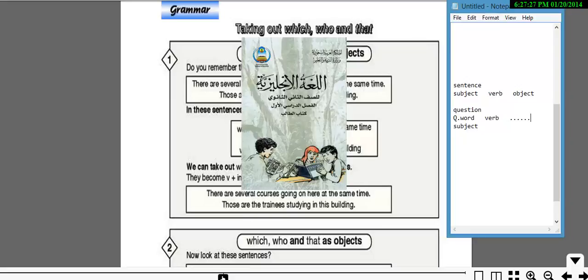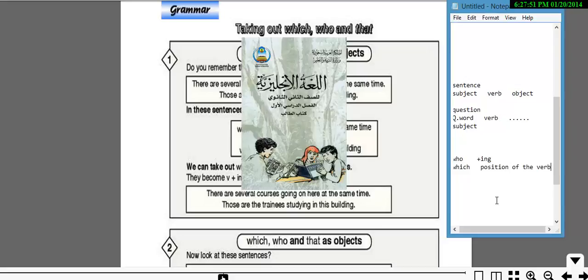For example, those are the trainees who study in the building. Those are the trainees studying in this building. Let me tell you what you're going to do. If you want to remove who, you're just going to add ing to the verb, and if you remove which, you're going to change the position of the verb.